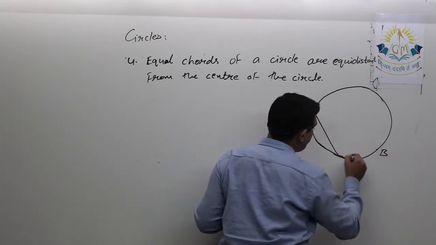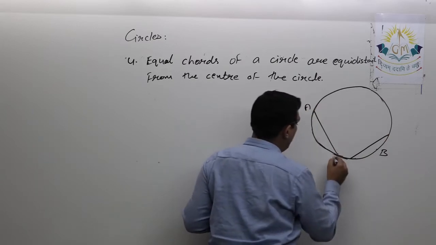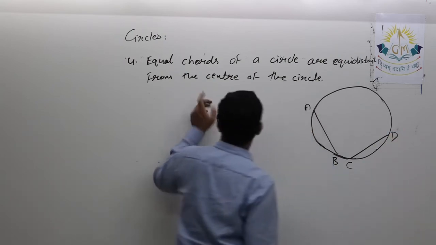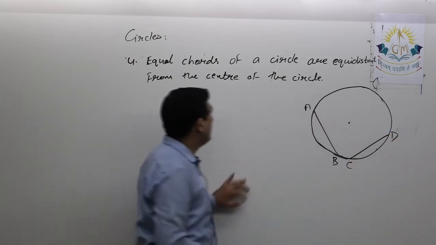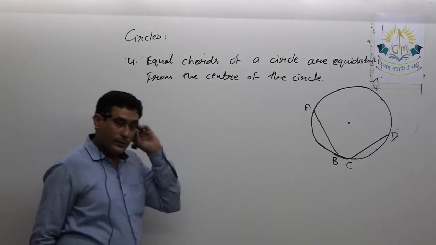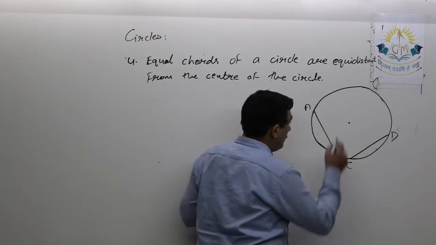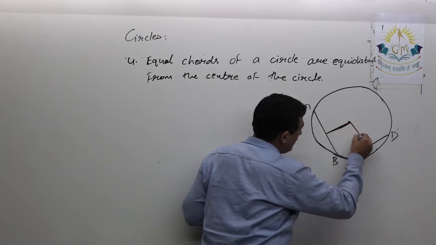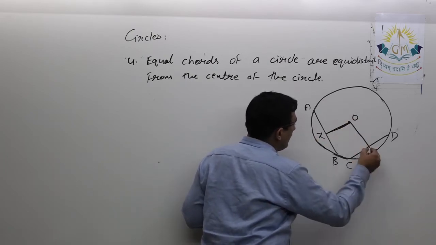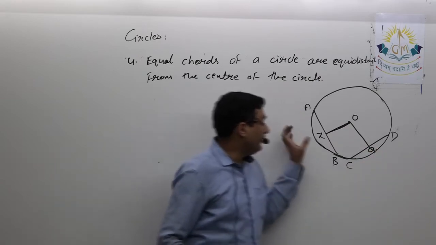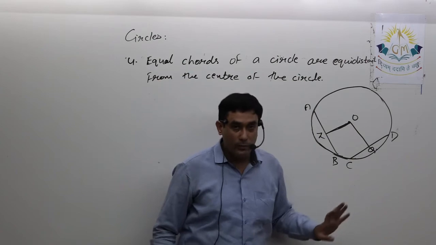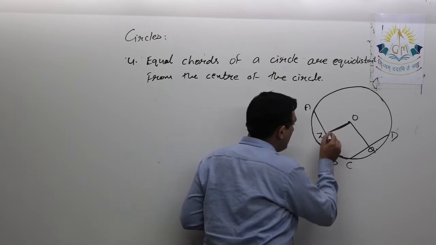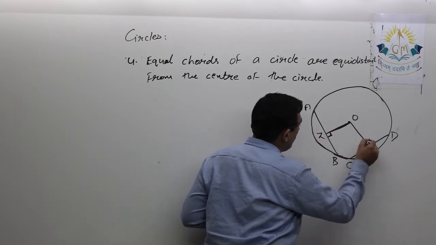For example, we have chords AB and CD, and they are equal in length, then they must be at the equal distance from the center. Suppose AB equals CD, so the distance of these chords from the center is OZ and OQ. So if AB equals CD, then OZ will be equal to OQ. When I say distance, I am talking about only the perpendicular distance.